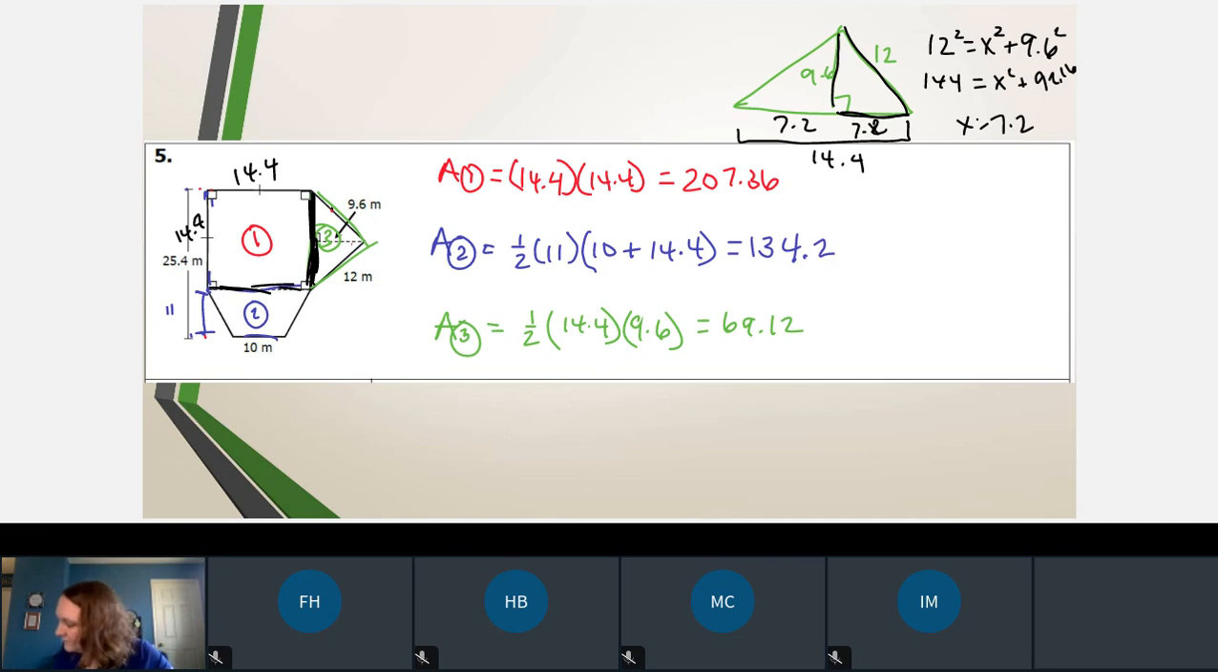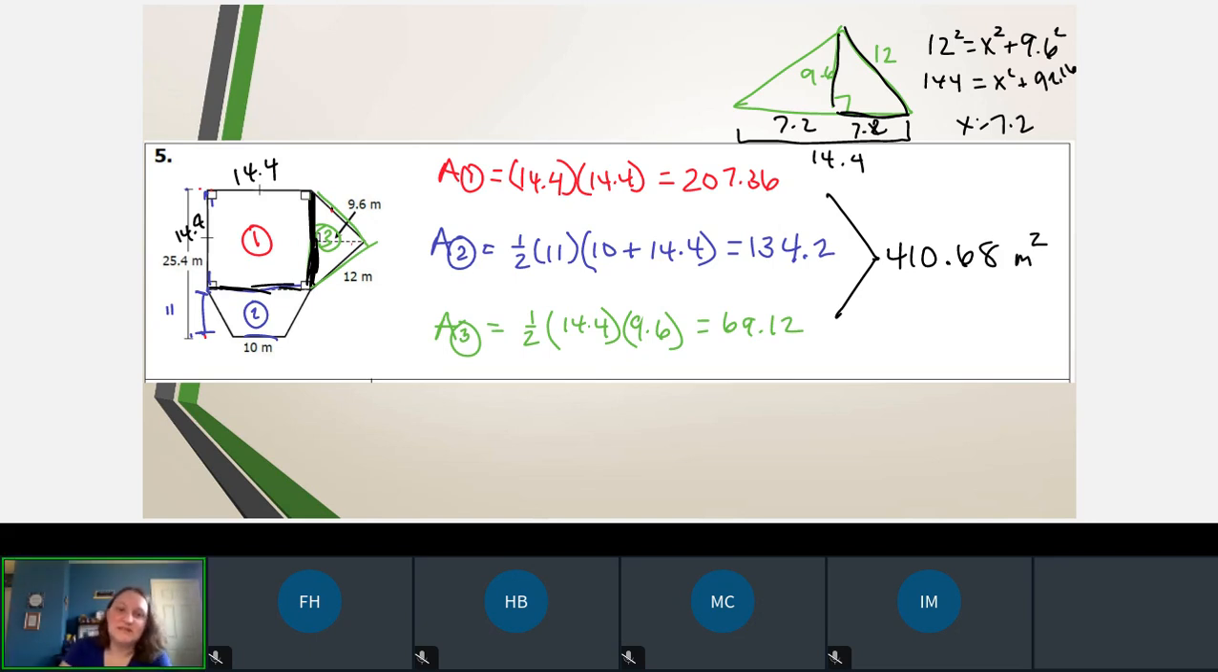Okay. So now your total area, Haley, check that number. Your total area should be 410.68. In units, so I don't forget them this time, meters squared.